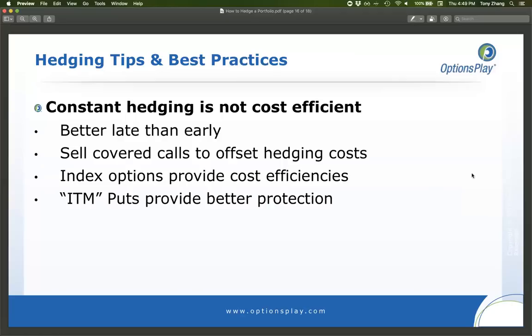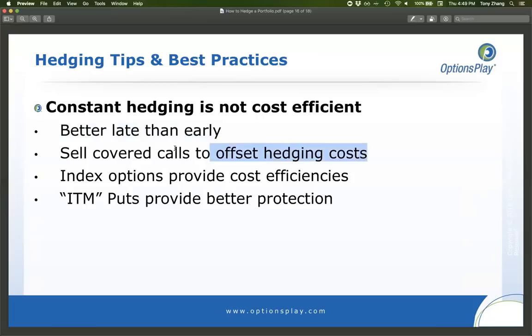Just to reiterate, constantly hedging your portfolio is not cost efficient. So you only want to do it when you truly expect the market is going to correct with a high amount of certainty. And in my opinion, you're better late than early, because if you're anticipating it and it doesn't happen, you're losing 1%, 2%, 3% of your portfolio just waiting. That's not something you want to do. You only want to buy insurance, in my opinion, when the sell-off has started to happen.